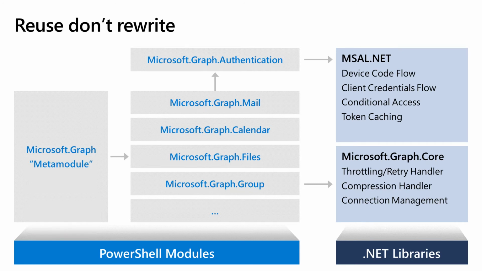So we can be sure that you get a solid, consistent experience there. There's no point us reinventing that wheel. And then we also take advantage of the Microsoft.Graph.Core library, which is the core part of our C# or .NET SDK. It provides a pipeline of middleware for doing throttling and retry handling, so you don't have to do that in your scripts. We'll take care of it for you.